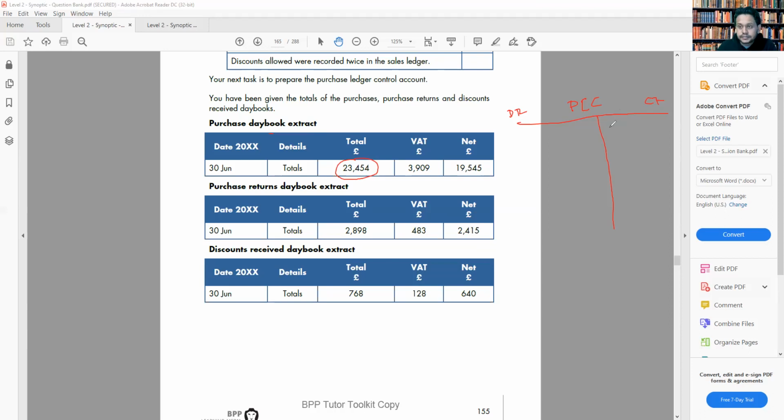So that's a purchase, that is 23,454. Then we have a purchase return. Purchase return will reduce my liability because if I return something to my supplier, I'm not going to pay for that, isn't it? So I'm going to say 2898 I returned. I'm not going to pay for that. That's purchase return, 2898. Then we have a discount received. If I receive a discount from my supplier, I'm not going to pay for that. So discount received also reduces my liability. That is 768.